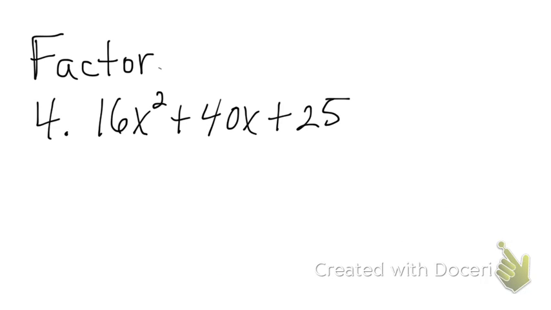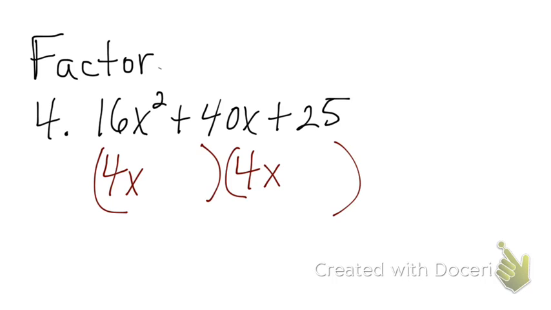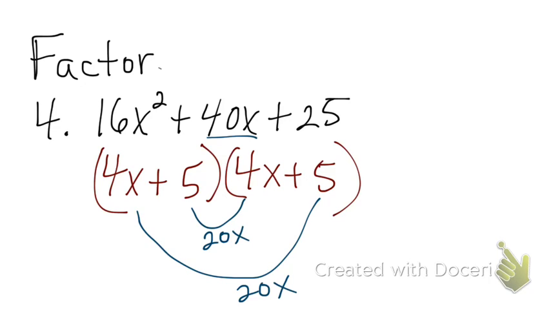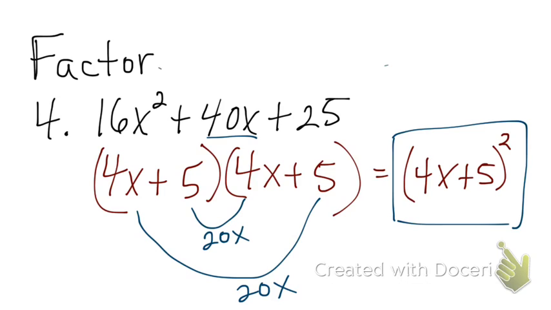Alright, let's look at another one. Notice the numbers are getting bigger. This one's not so nice. If you were using the AC method, I would not want to multiply 16 times 25. It's a pretty big number. So those are perfect squares on the ends. We know 4x times 4x is 16x squared. 5 times 5 is 25. Everything's positive. So again, we just want to check that our inner and outer product is equal to 40x, and it is. And so we have a final answer of (4x plus 5) squared.